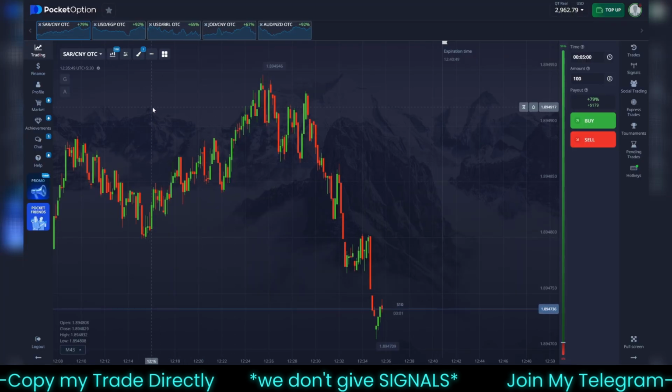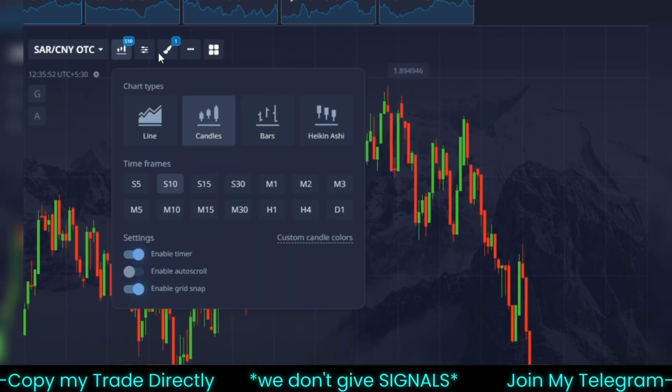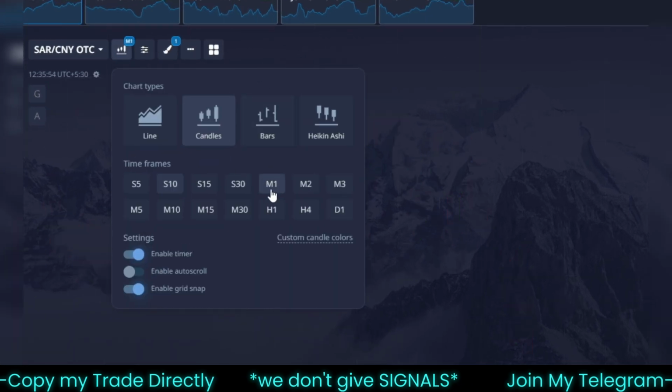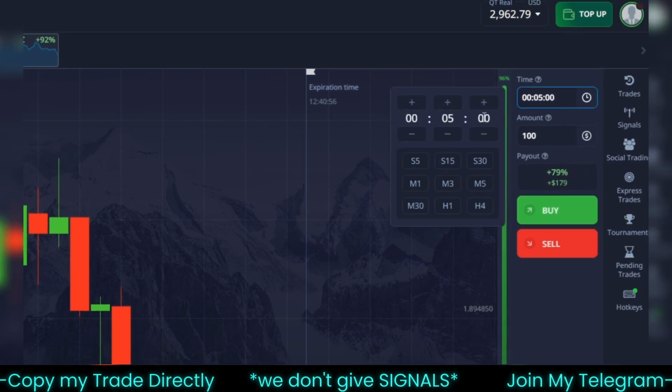First of all, come to this candle time frame and select your candle time frame of 1 minute, and then change your trade expiry time to 1 minute as well.